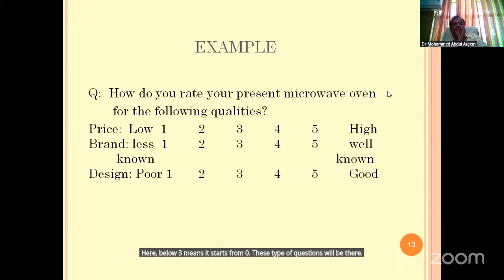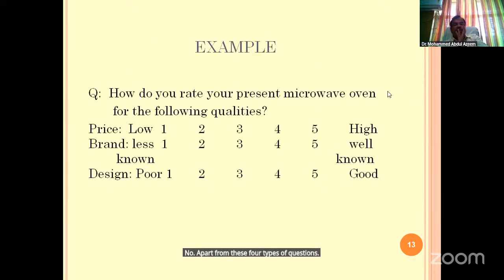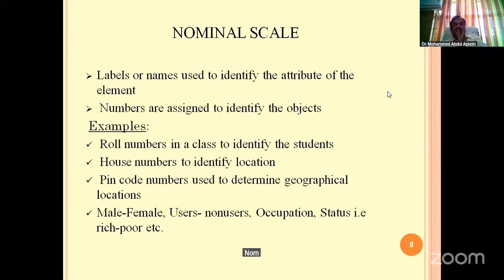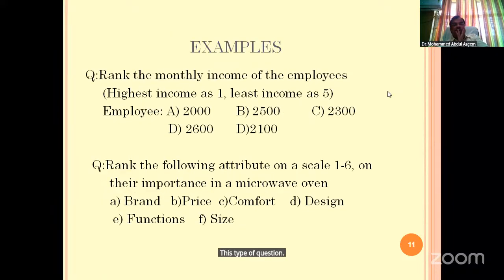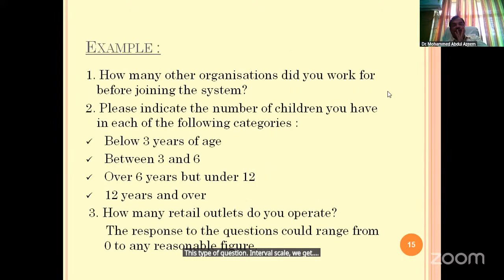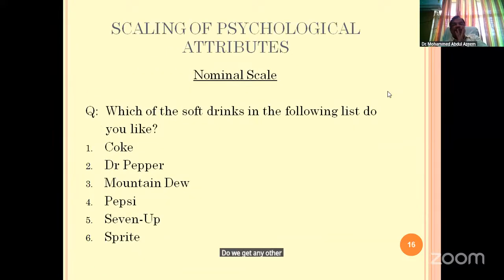Now, apart from these 4 types of questions, do you get any other question? We have seen nominal scale, this type of question. Ordinal scale, this type of question. Interval scale, we get this type of question. In ratio scale, comparative questions, like what is the difference between X and Y. Do we get any other type of questions? Open-end questions, sir. Open-end questions.